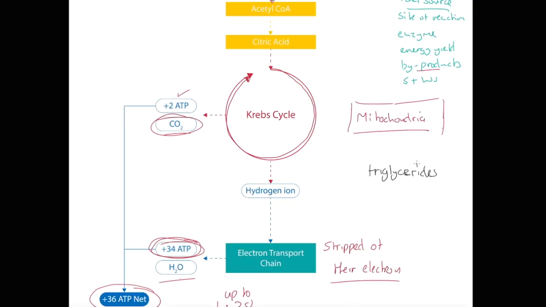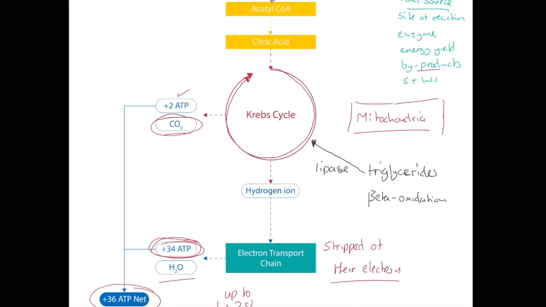Triglycerides. Now, use the word fat if you prefer, but triglycerides also can enter the Krebs cycle. And they enter the Krebs cycle in the presence of an enzyme called lipase. And this process of breakdown of triglycerides has a really nice name. We call it beta oxidation.